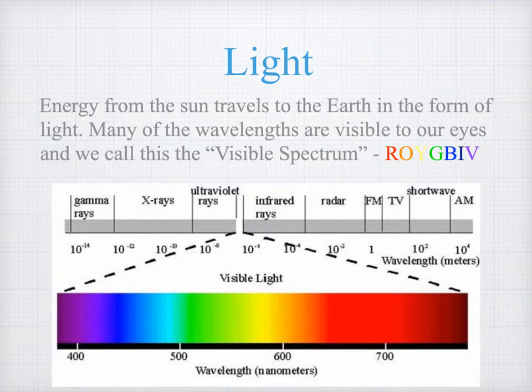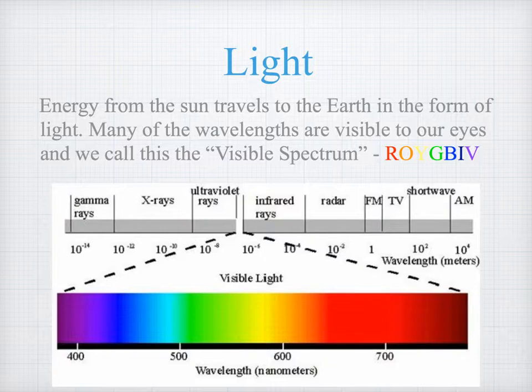All right, guys, I know you have talked about the light spectrum in other classes. Roy G. Biv is the common thing that a lot of science teachers have used to talk about the visible color spectrum. We have red, orange, yellow, green, blue, indigo, and violet. And then here we have some various wavelengths that some of these items are measured at.